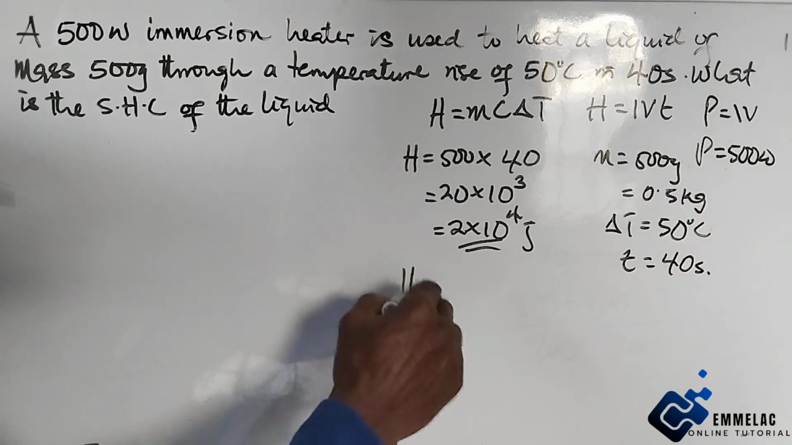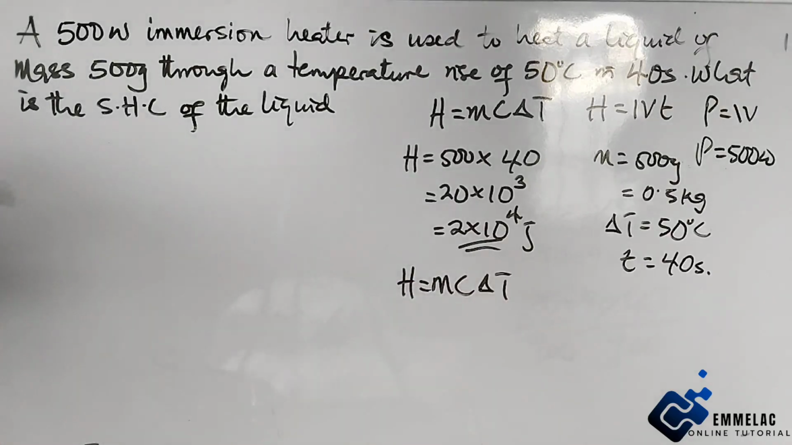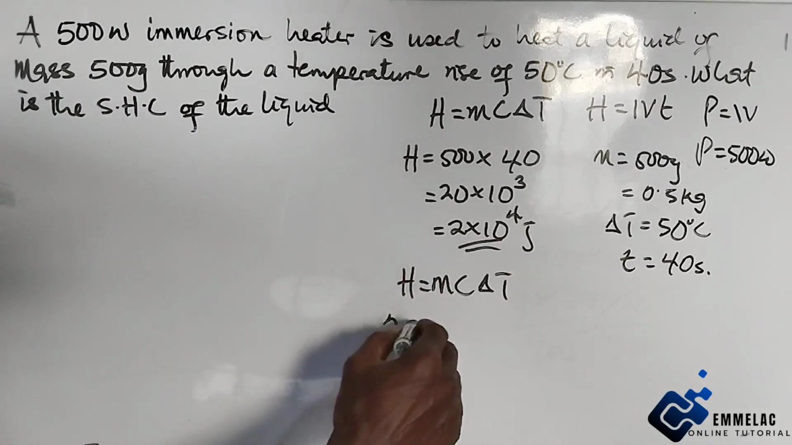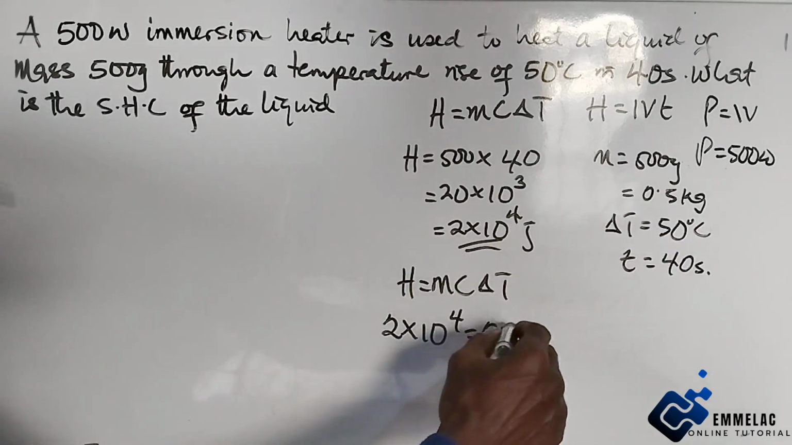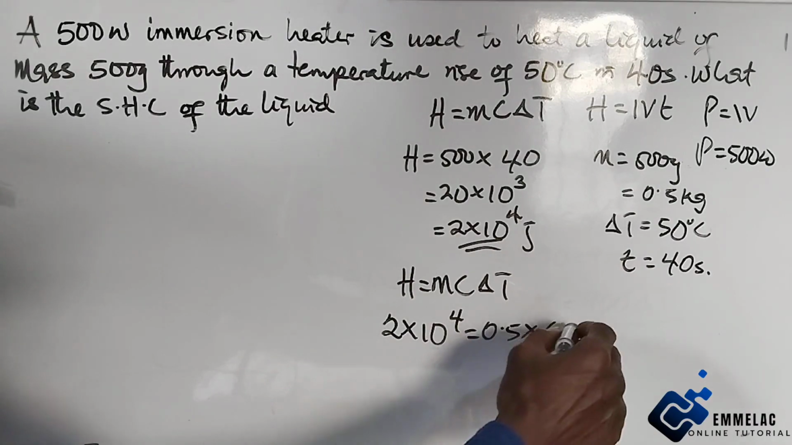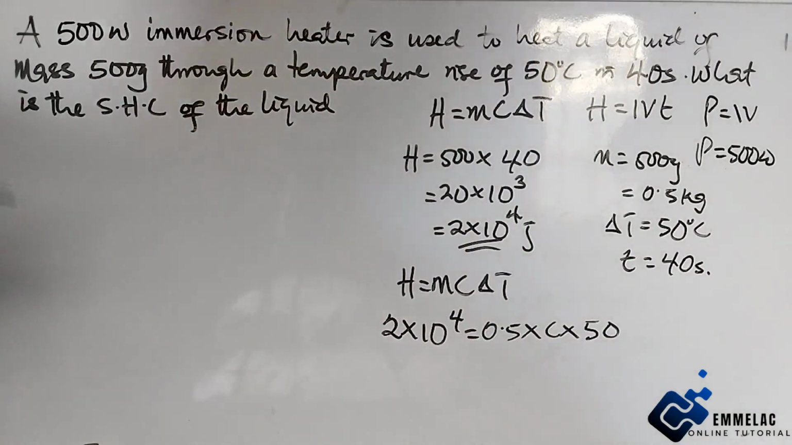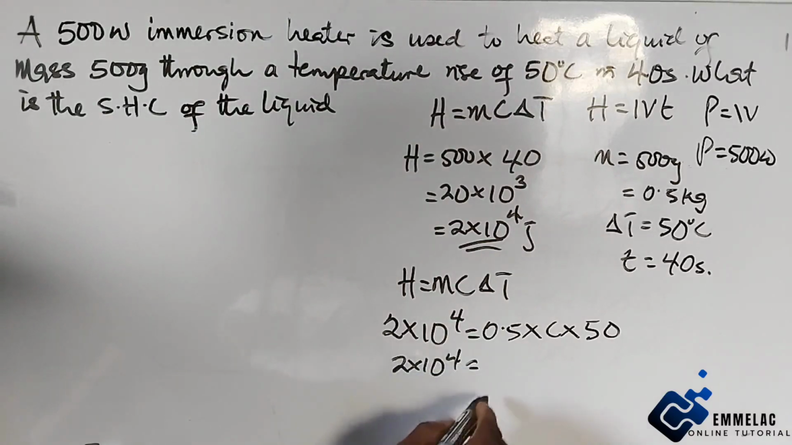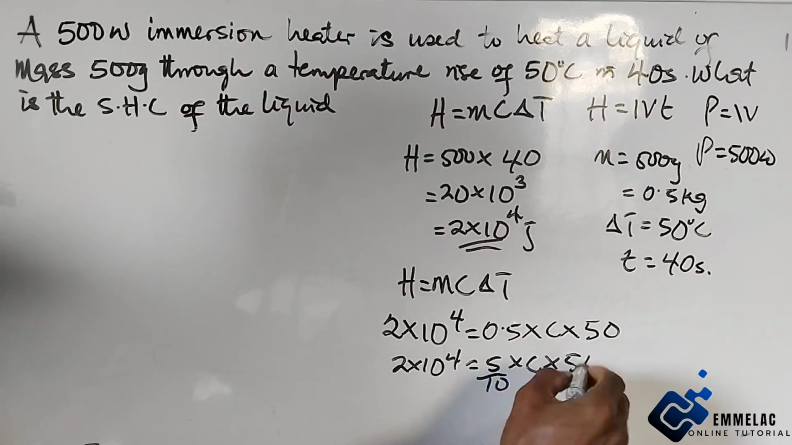So here let us now implement this into H equals mass times specific heat capacity times change in temperature. We have to find the specific heat capacity. So here we have 2 times 10 raised to power 4 equals the mass, which is 0.5, times the specific heat capacity times the rise in temperature, which is this. In summary, 2 times 10 raised to power 4 equals 5 over 10 times C times 50.